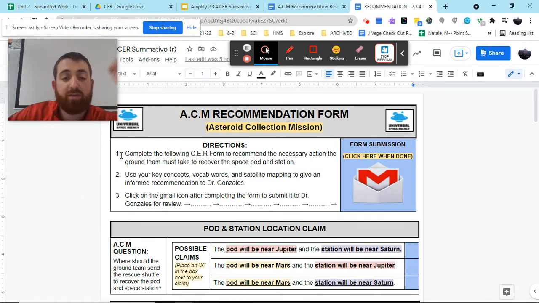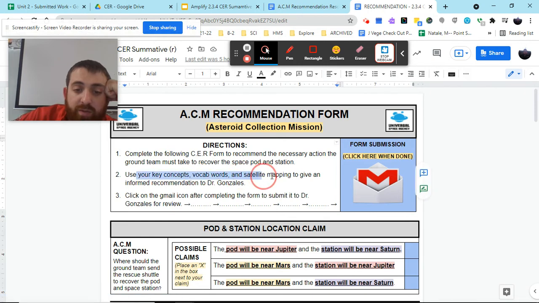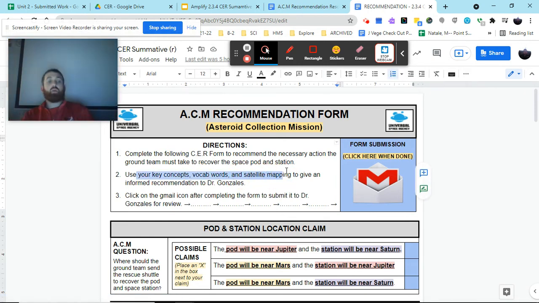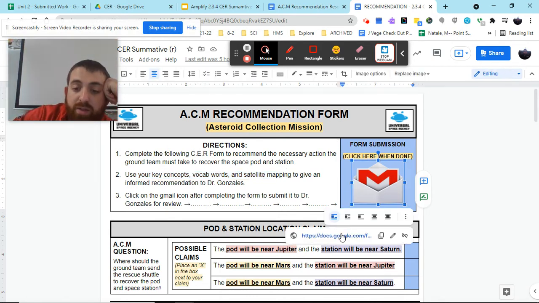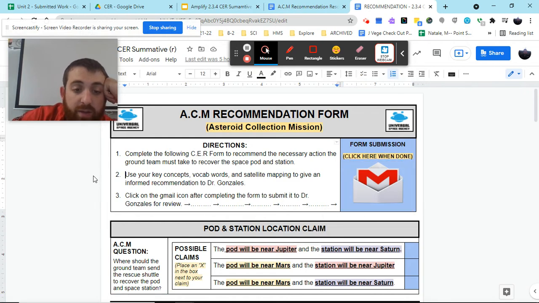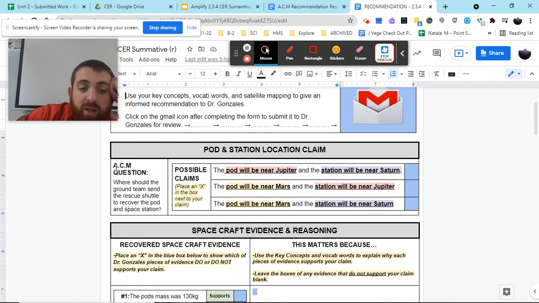The directions say, fill this out with your best recommendation, use your key concepts and vocab along with the map to help you. And last but not least, when you're done, you're going to click on the Google icon here to submit your CER. So let's take a look at how you're going to be completing this form. You're going to start by answering our question, where should the ground team send the rescue shuttle? Your possible claims that you saw from before are right here. You need to put an X where you feel they should go.